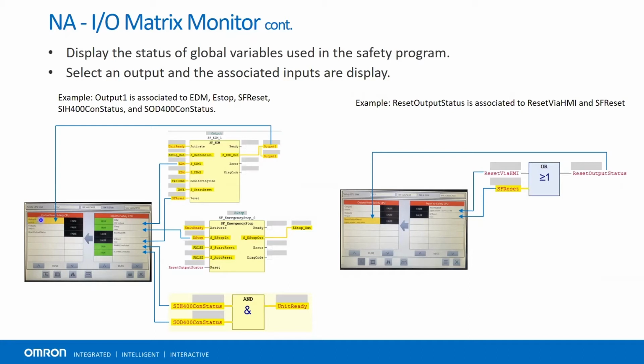For example, if I select output 1, it is associated to the EDM, the E-stop, SF reset, and the SIH400 connection status, and the SOD400 connection status. Here's another example where I select the reset output status. It's associated with the reset by HMI and the SF reset.